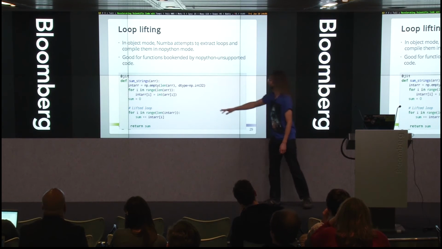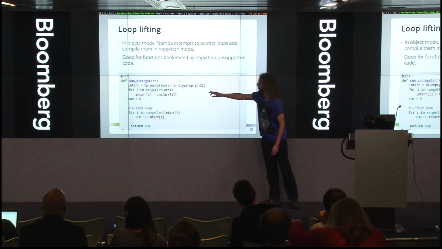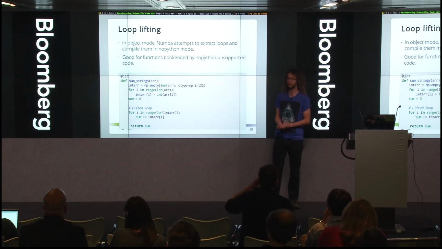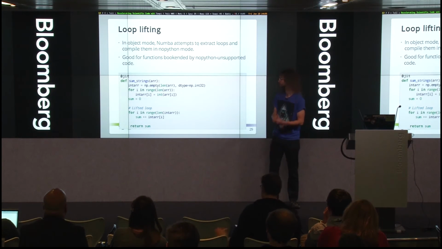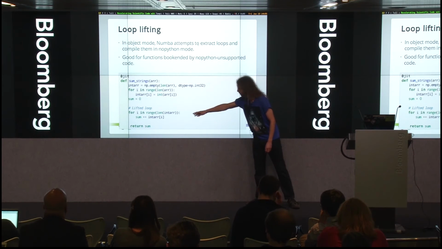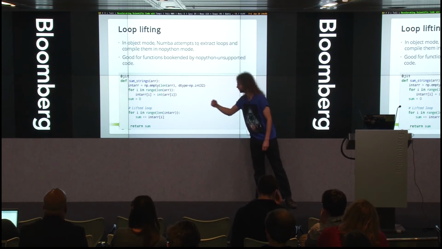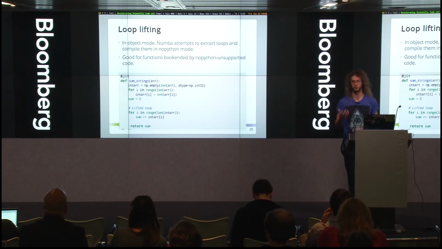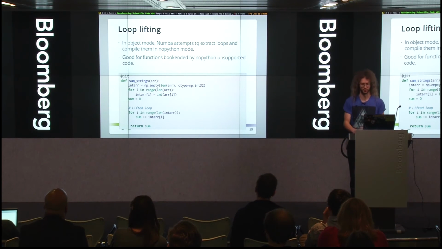So in this example, the beginning loop is using, if an array of strings is passed in, strings which aren't supported in nopython mode. So it forces object mode. But this for loop down the bottom only uses integers and integer arrays. So it is nopython mode compatible, and it gets lifted out.